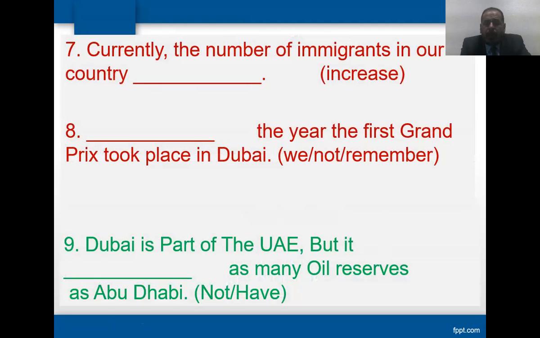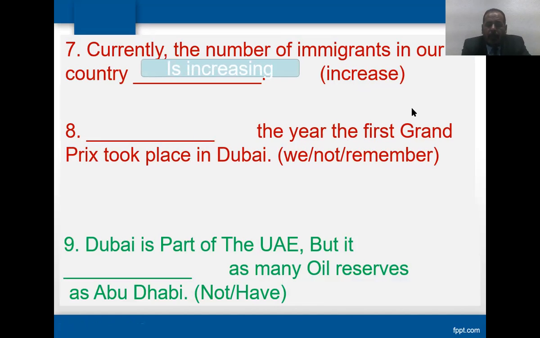Here, currently, the number of immigrants in our country increase. So this word here, currently, it means that this is temporary. So we have to use increase in the present progressive. The number is increasing.